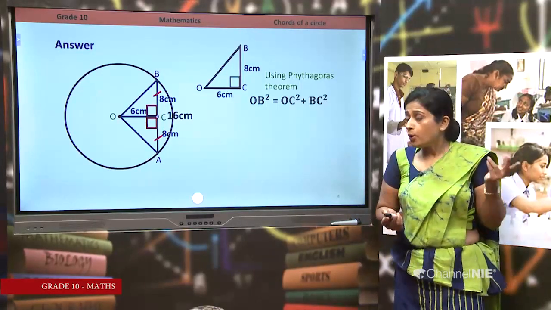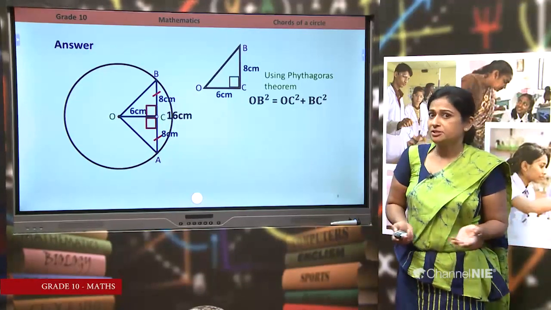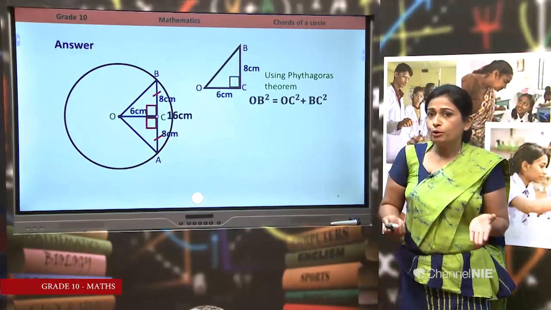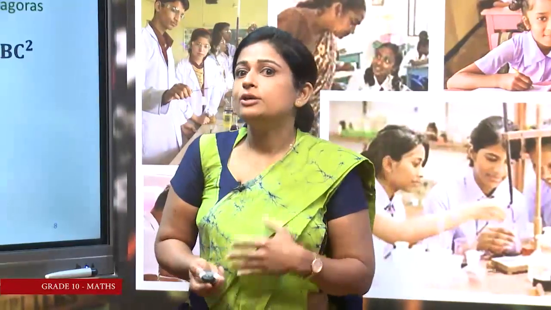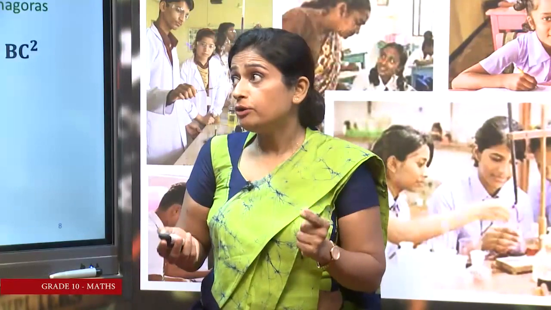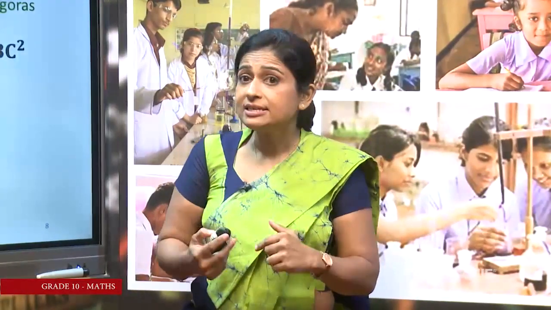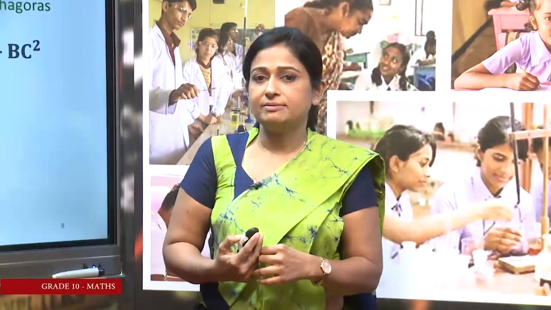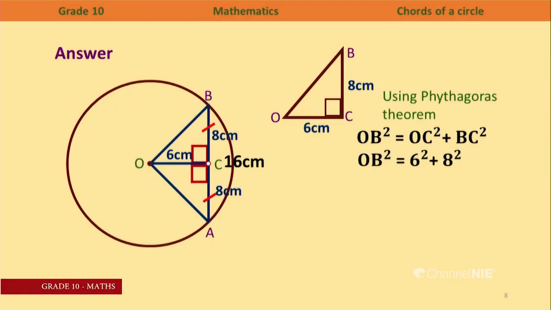Okay, then OC is 6 centimeter. We can substitute that. We don't know OB, we know OC and we know BC. So we are going to find OB, where OC is 6 centimeter and BC is 8 centimeter. Then we can find OB by substituting. Here I have substituted it. OB squared equals 6 squared plus 8 squared.